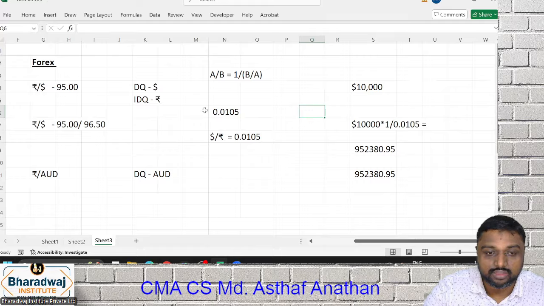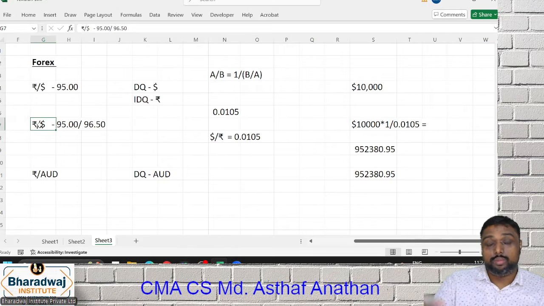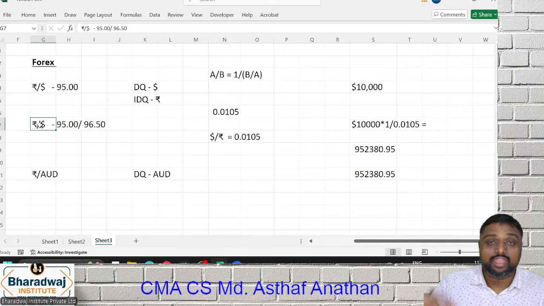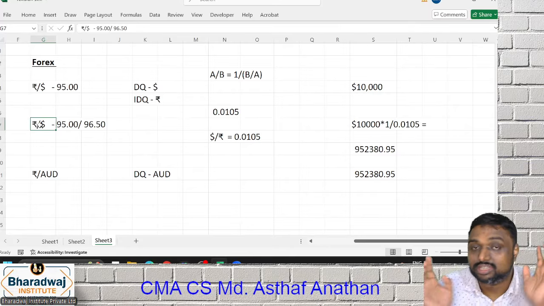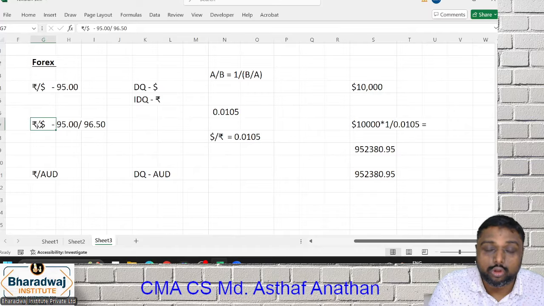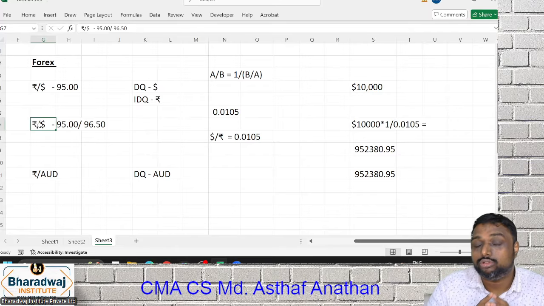See, if the dollar is the denominator, then the appreciation normal formula is forward rate minus spot rate divided by spot rate into 100. If it is an indirect quote, either we can change, or in the regular session we discussed a shortcut formula. What is the formula, friends? Just a reverse calculation: spot rate minus forward rate divided by forward rate into 100. So these kinds of concepts you should understand.